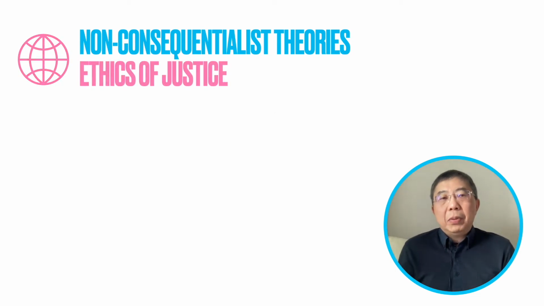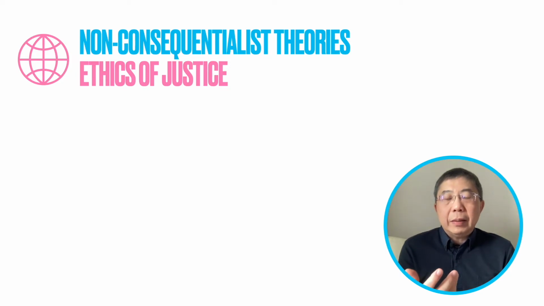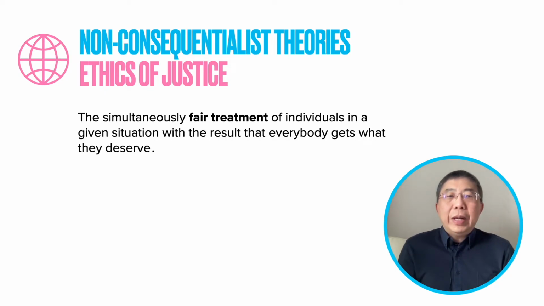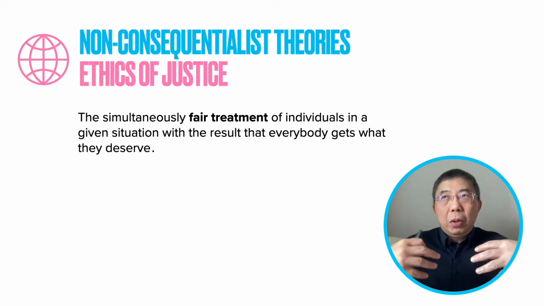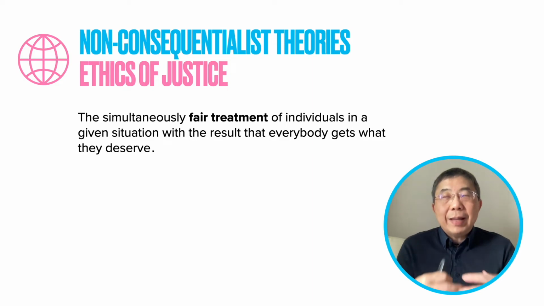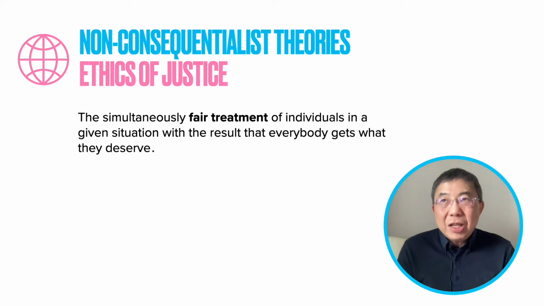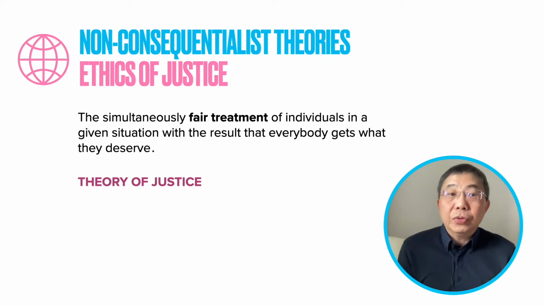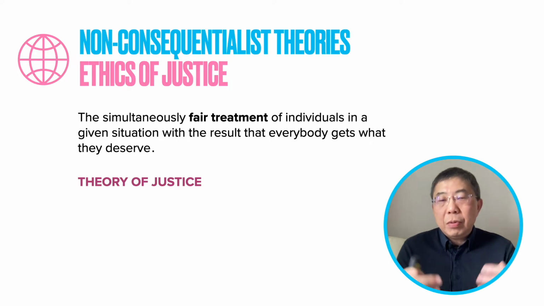The final example of a non-consequentialist theory that I would like to discuss is the ethics of justice. The ethics of justice talks about the fact that we need to look at and treat others as fairly as possible, that everyone should get what they deserve, irrespective of their standing, their position, or their stage in life. Everyone should have fair treatment, and this comes from the philosophical thinking of John Rawls, who came up with a theory of justice.